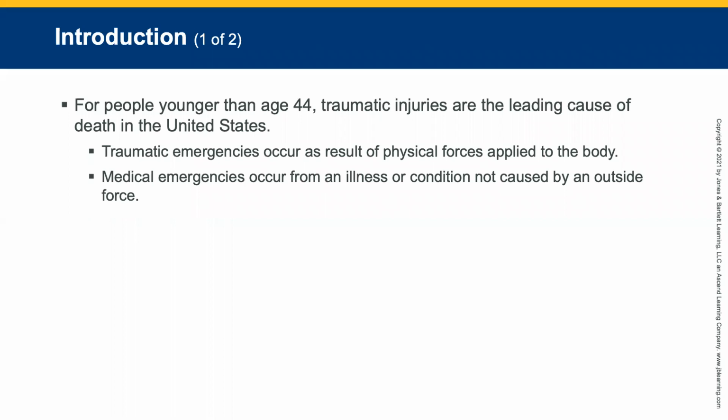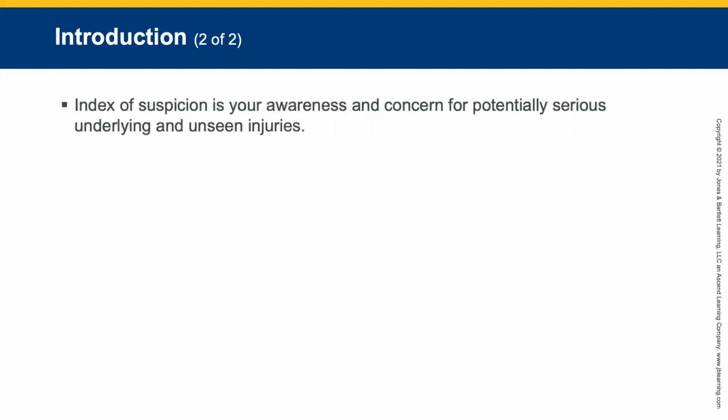For people younger than the age of 44, traumatic injuries are the leading cause of death in the United States. Traumatic emergencies occur as a result of physical forces applied to the body. Medical emergencies occur from illnesses or conditions not caused by an outside force. Evaluation of the MOI for the trauma patient will provide you with an index of suspicion for different types of serious and/or life-threatening underlying injuries. Index of suspicion is your awareness and concern for potential serious underlying and unseen injuries.